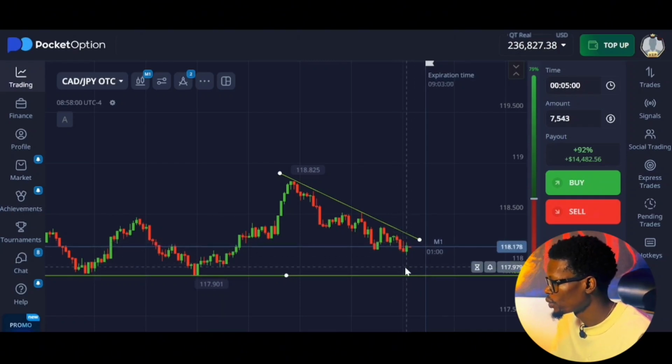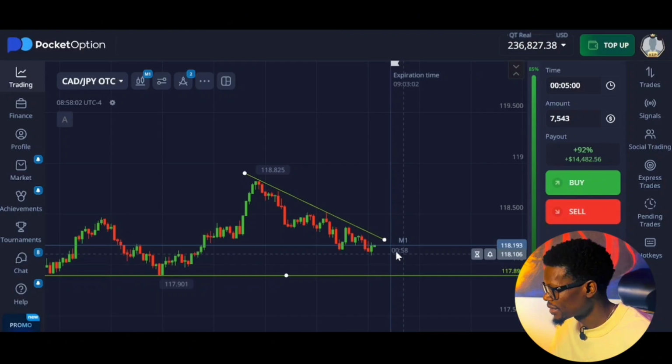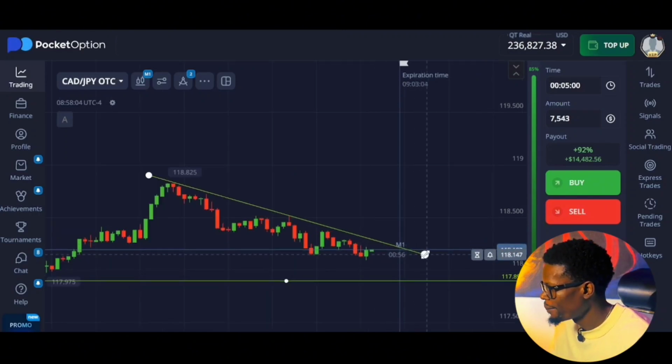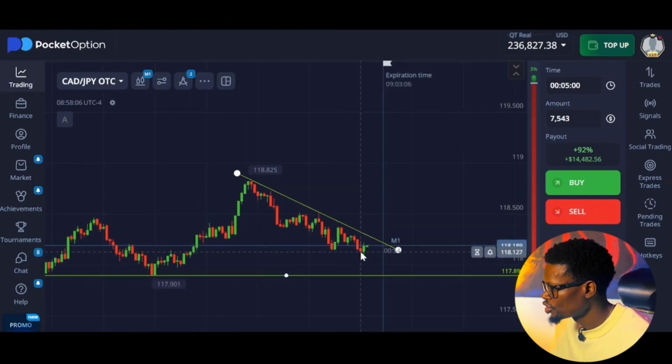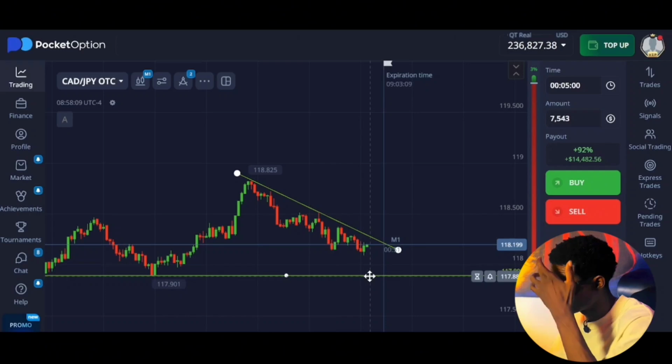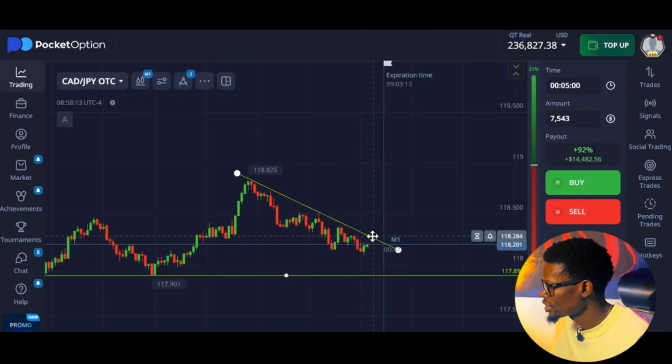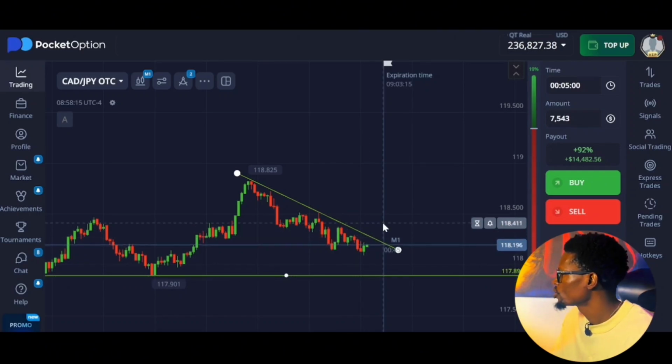But this is not where I want to trade. This is going to take more of our time. I want price to close above this trend line, then we can trade. This is also another way we can trade, but I prefer that price closes above here so I can trade, for us to be able to save time.